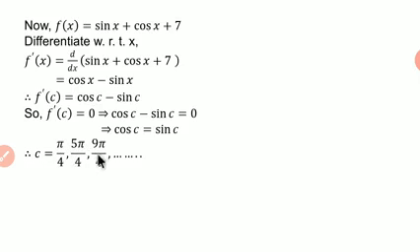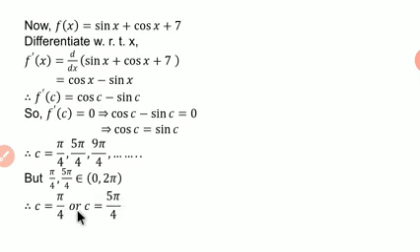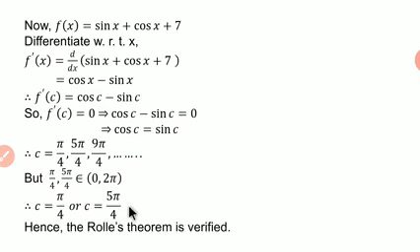But out of these we observe here, 9 pi by 4 onwards values do not belong to open interval 0 to 2 pi, and therefore pi by 4 and 5 pi by 4 belong to 0 to 2 pi, and therefore c is equal to pi by 4 or c is equal to 5 pi by 4, and both these values belong to open interval 0 to 2 pi, and hence Rolle's theorem is verified.